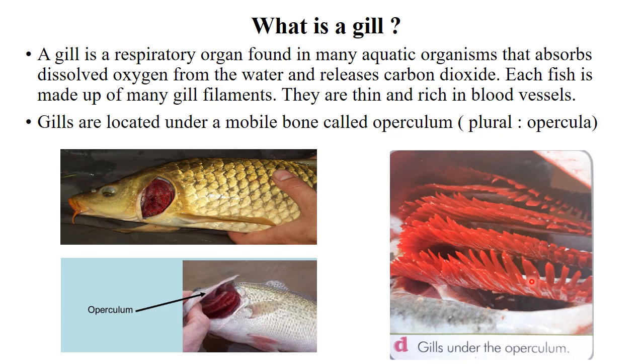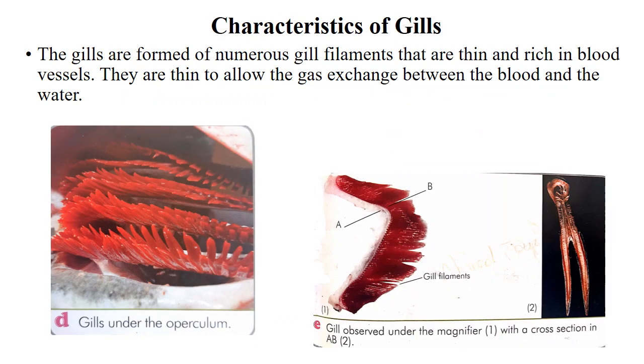And each gill is made up of many gill filaments that are rich in blood vessels and thin. The gills are formed of numerous gill filaments. As we can see, they are made up of many gill filaments that are rich in blood vessels. They are thin to allow the gas exchange between the blood and the surrounding water.